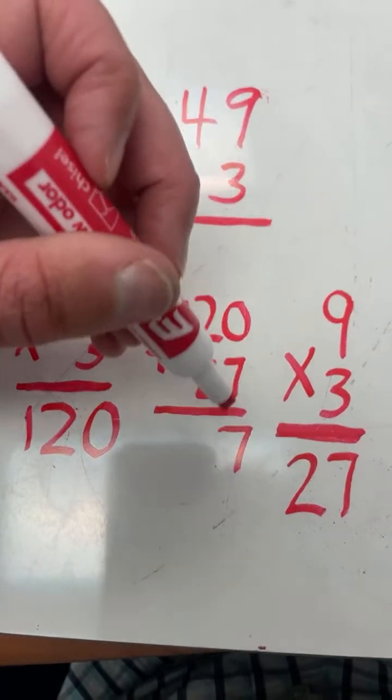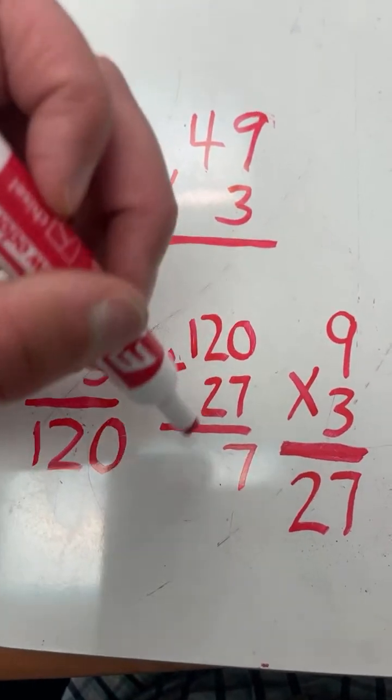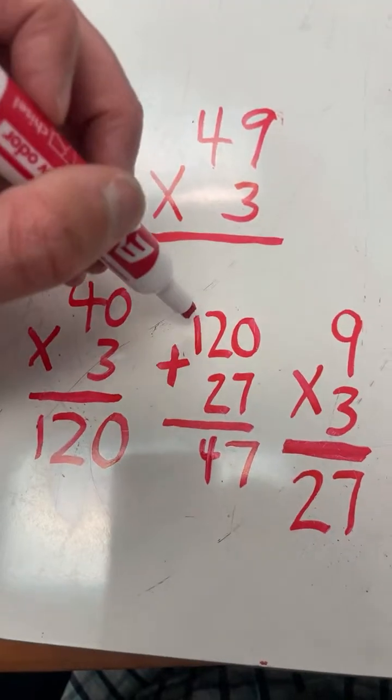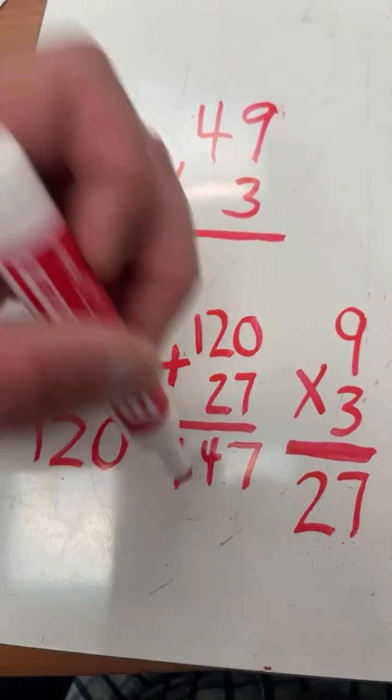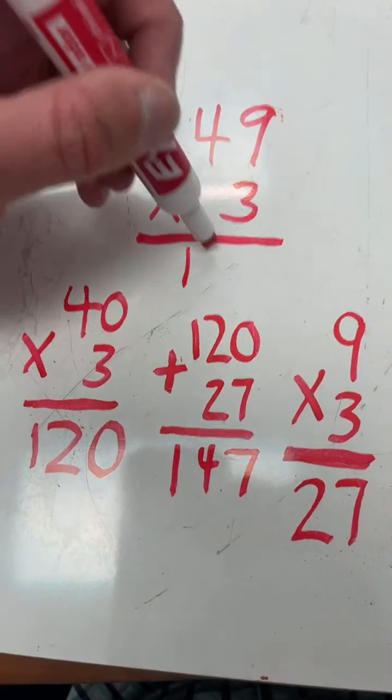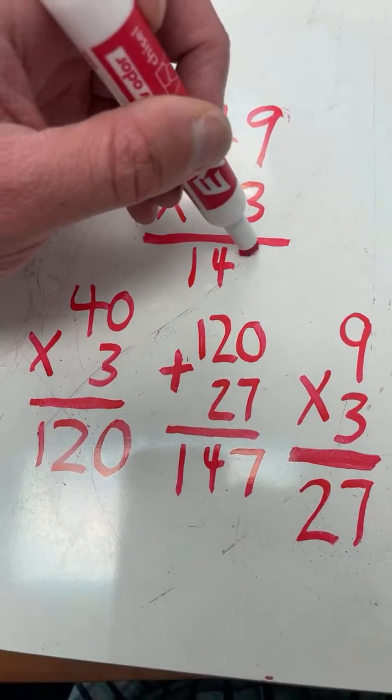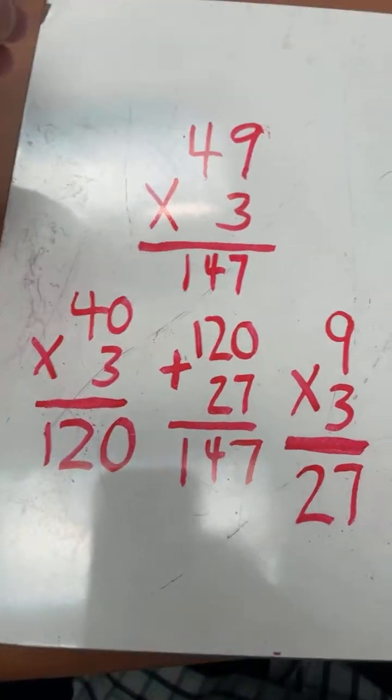So 0 plus 7 equals 7. 2 plus 2 equals 4. 1 plus 0 equals 1. And we have our final answer. 49 times 3 equals 147.